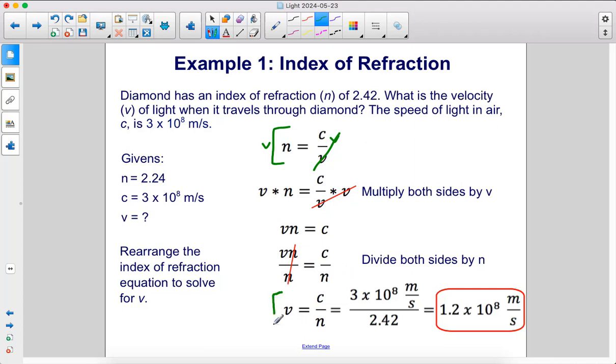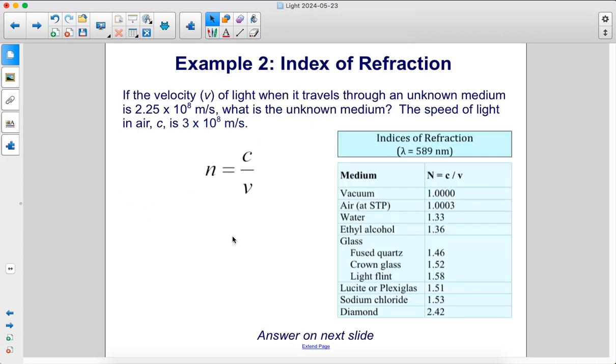Therefore, the velocity of the light through the diamond is the speed of light in a vacuum divided by 2.42. And that gives us 1.2 times 10 to the 8th meters per second. So you can see that the speed of light in diamond is less than the speed of light in a vacuum, 2.42 times less.